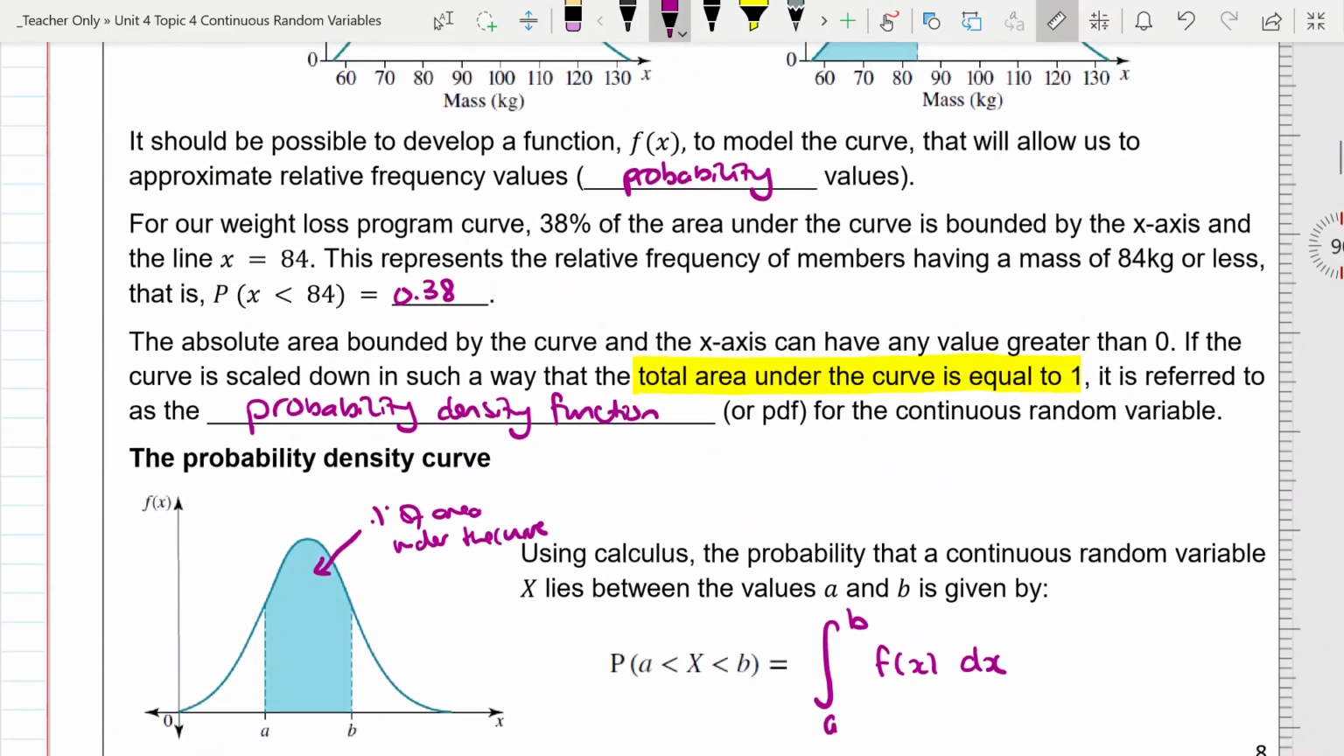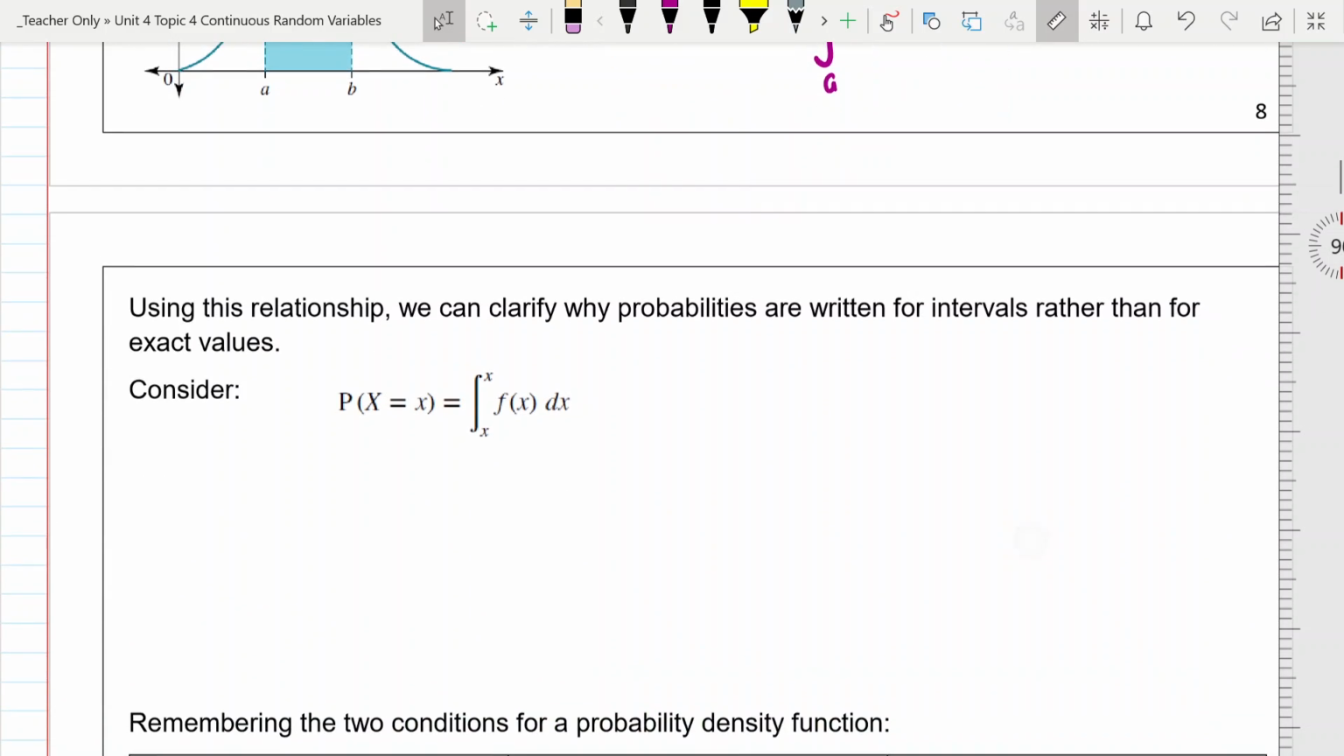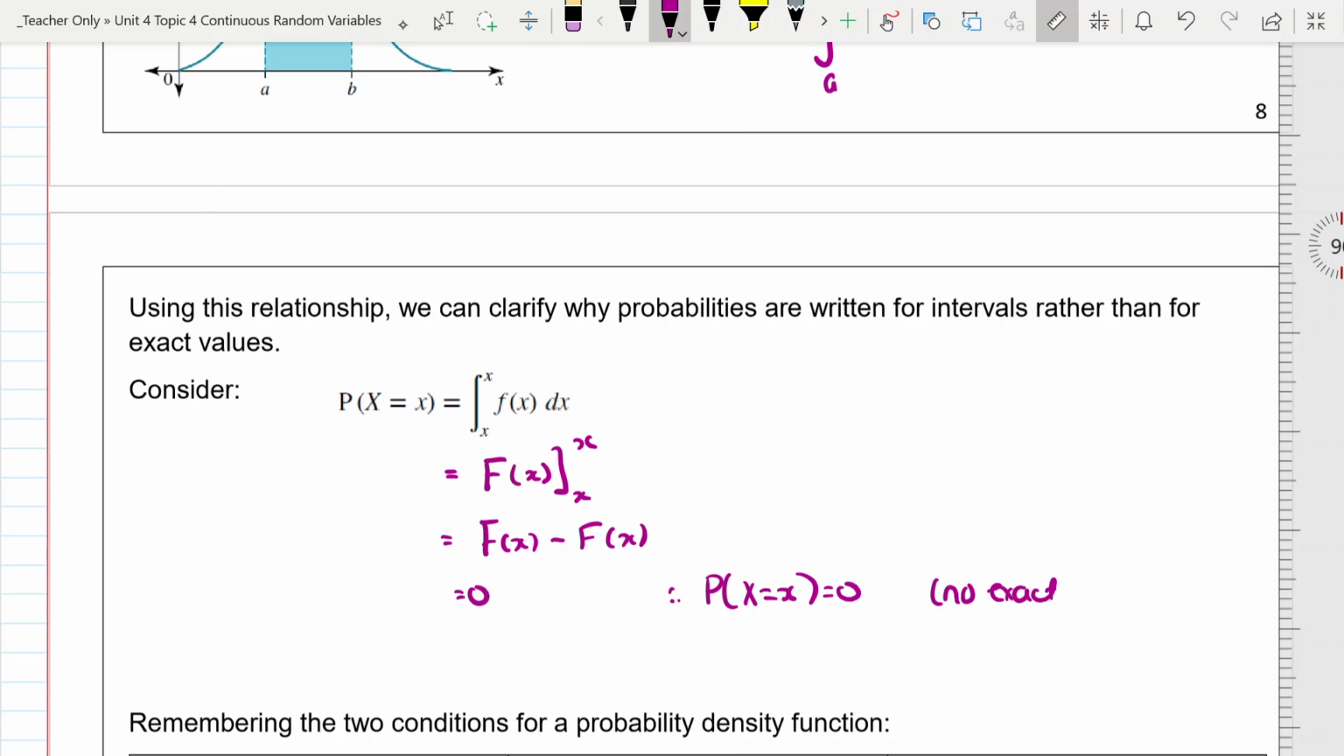Okay, now using that definition of the integral, it actually helps us to understand why we can't get an exact value for a probability, or a probability at a point. Because if we then integrate from x to x, we know that we would have our integrated function from x to x, and we know that would then be F of x minus F of x, which is actually 0. So therefore we can say that our probability of x equaling x, taking on an exact value, is equal to 0. So no exact values. There'll always be intervals.